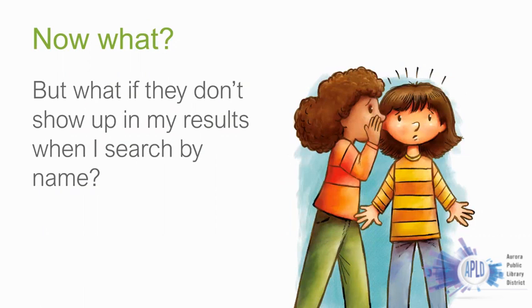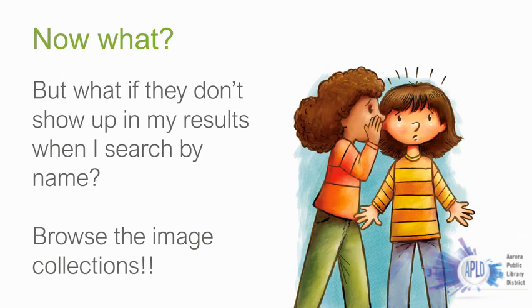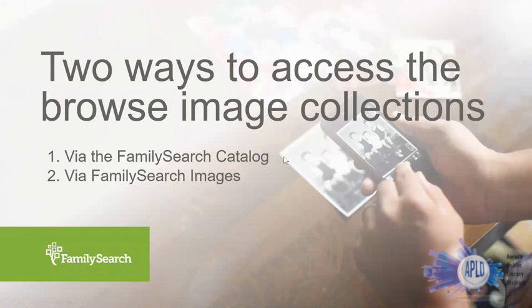But if I search by name and nothing comes up, I don't find anything, what do I do? Well, if they don't show up in my results when I search by name, that's when I want to go and browse the image collections. And I'm going to show you a couple ways to do that on FamilySearch that will help you. There are two ways to access the browsable image collections. One is via the FamilySearch catalog, and the other is via FamilySearch images.